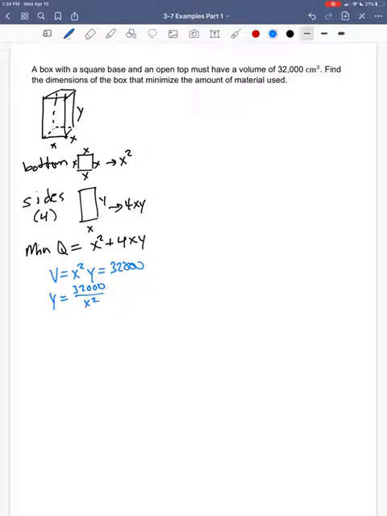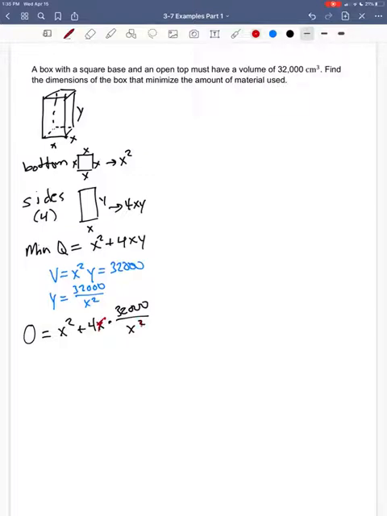And so this then lets me rewrite Q. Q is X squared plus 4X times Y, which will be X squared plus 4X times this thing we've just found for Y, 32,000 over X squared. What I can do there then, I can clean this up a little bit.